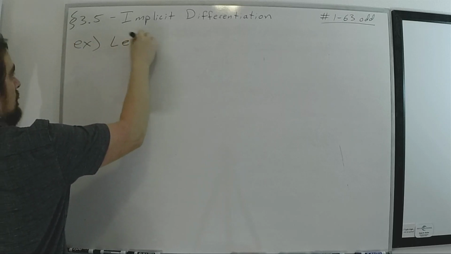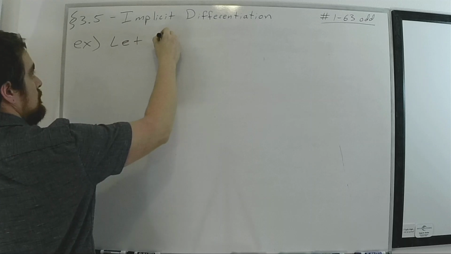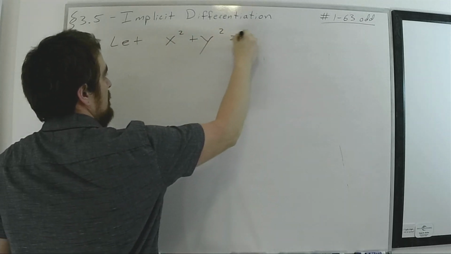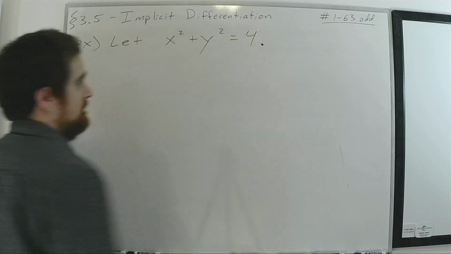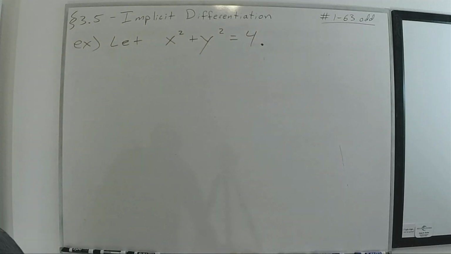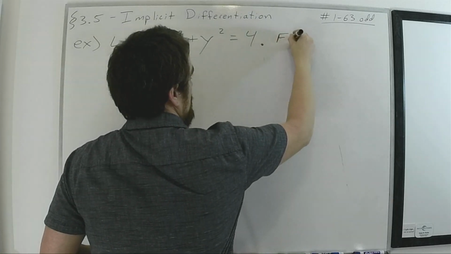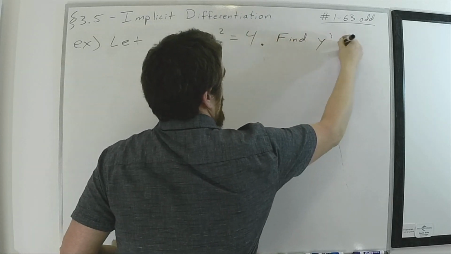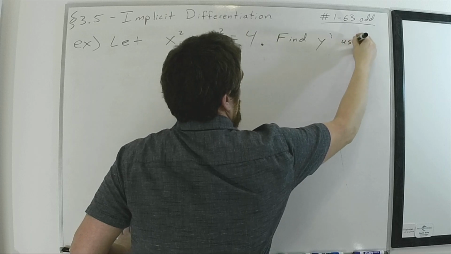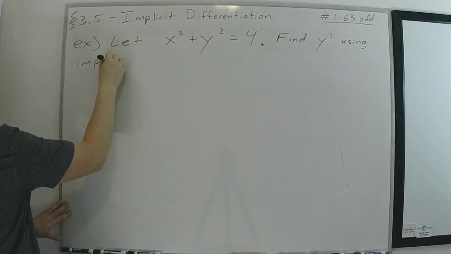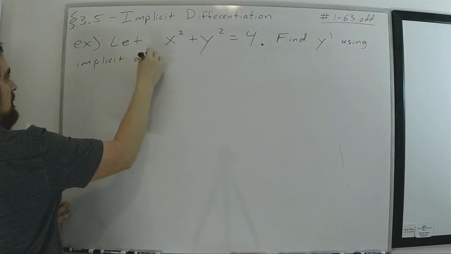So I'm going to go back to that equation of the circle with radius 2. I'm going to say let x squared plus y squared equal 4. That is the circle with radius 2. And I'm going to say find y prime using implicit differentiation.